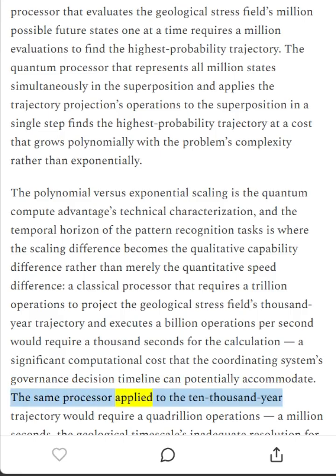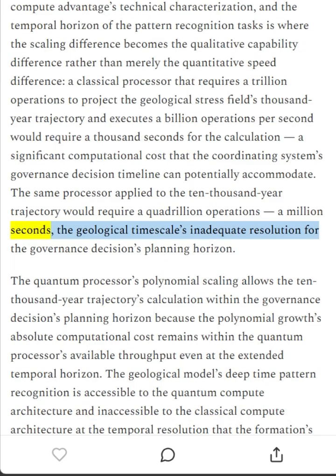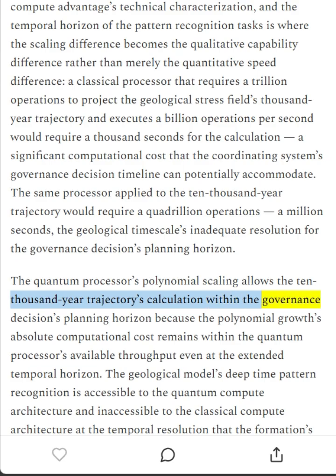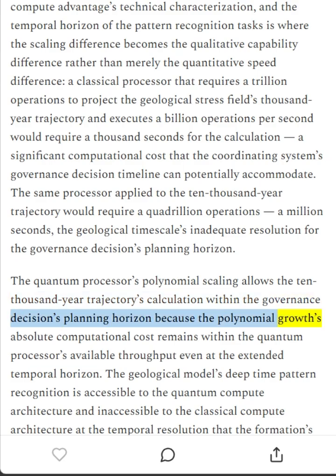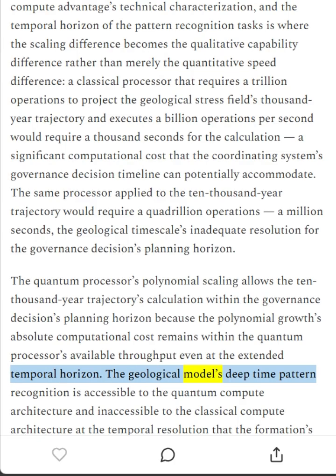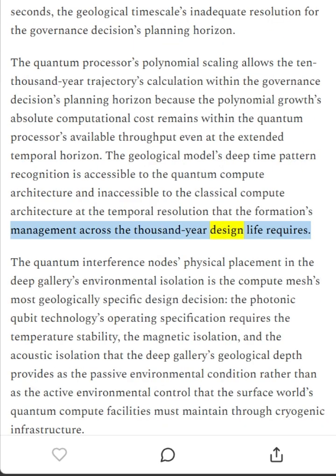The same processor applied to the 10,000-year trajectory would require 1 quadrillion operations, 1 million seconds. The geological timescale's inadequate resolution for the governance decision's planning horizon. The quantum processor's polynomial scaling allows the 10,000-year trajectory's calculation within the governance decision's planning horizon because the polynomial growth in absolute computational cost remains within the quantum processor's available throughput even at the extended temporal horizon. The geological model's deep time pattern recognition is accessible to the quantum compute architecture and inaccessible to the classical compute architecture at the temporal resolution that the formation's management across the 1,000-year design life requires.